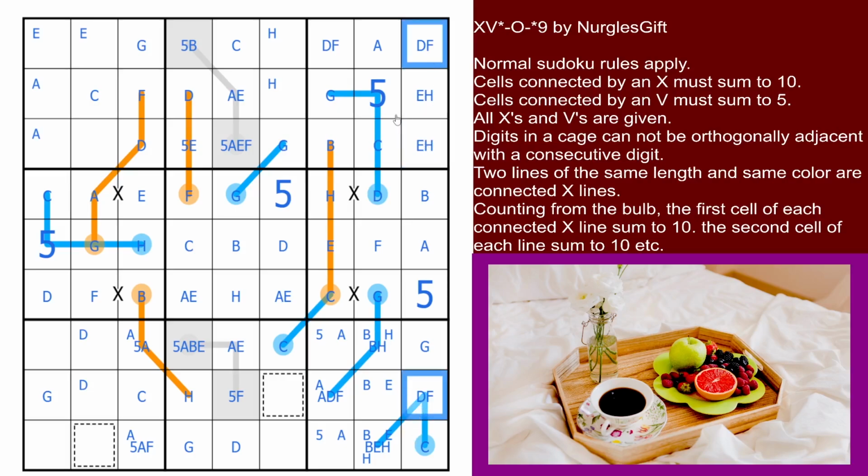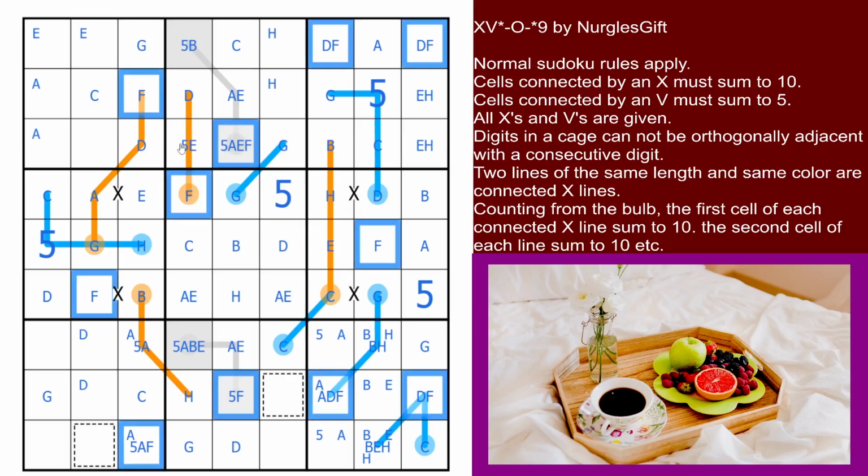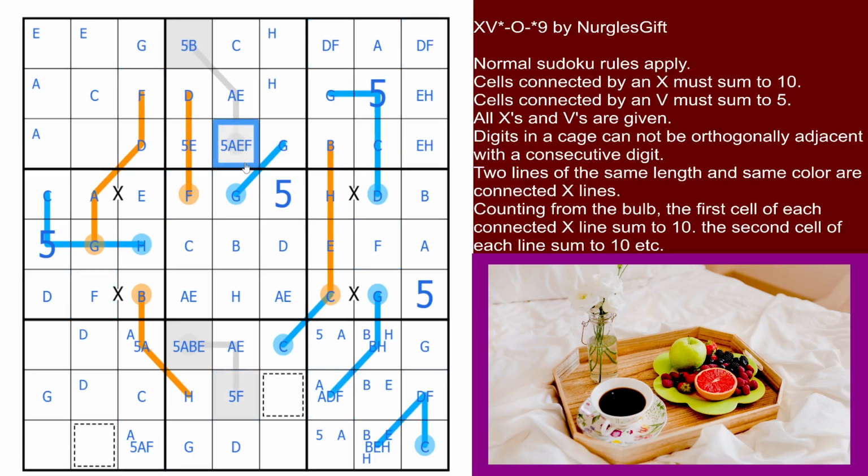DF we already covered. That's fine. So now DF means what? What is remaining? EH. Okay, F. So now where is F here? That has to be F, right? That F means that is B.